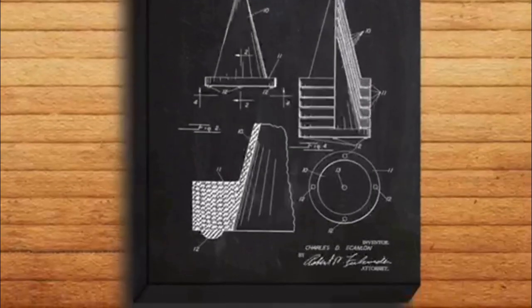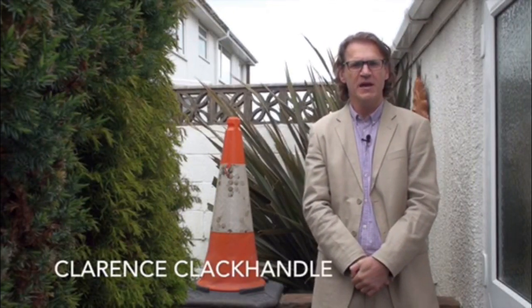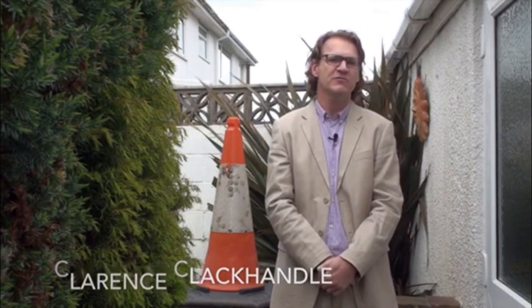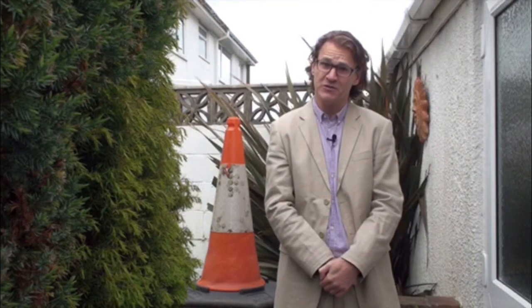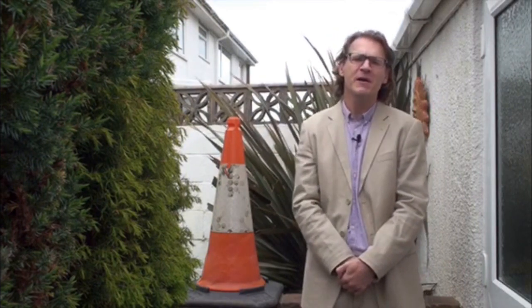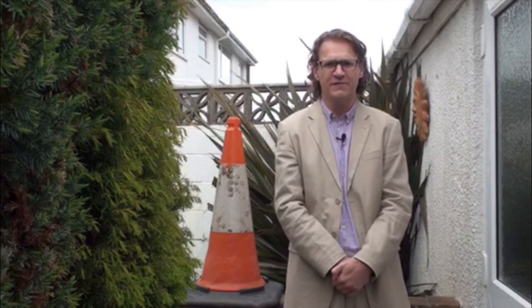The English dictionary definition of them is a solid or hollow object that tapers from a circular or roughly circular base to a point, often used to separate or close off sections of a road. But this overly simplified description barely begins to explain the vast array of uses of this object. Yes, it's certainly used in the controlling of traffic, hence the name traffic cone. But if you think about it, we come across this object in all manner of walks of life.